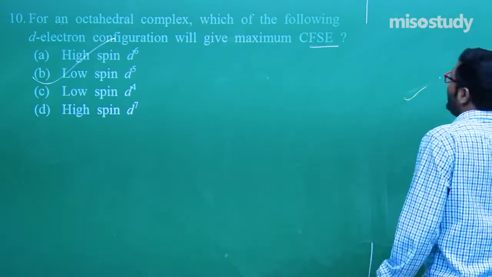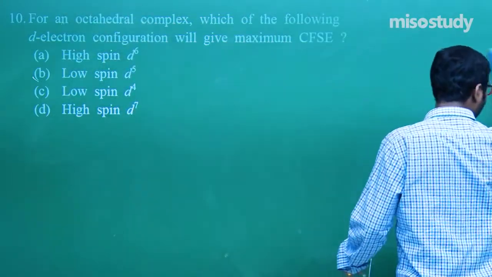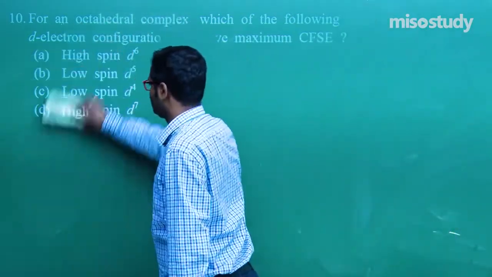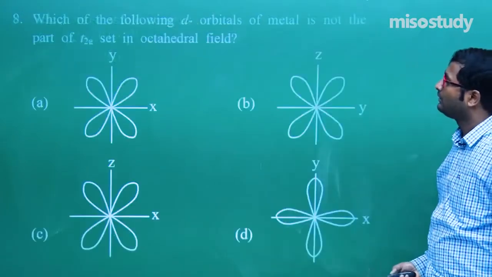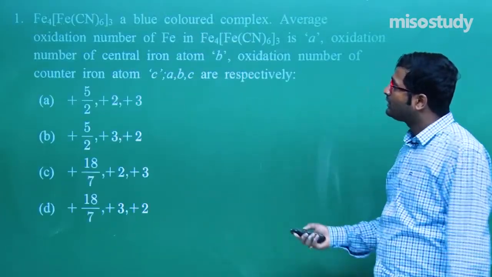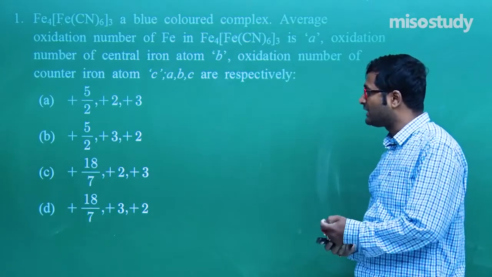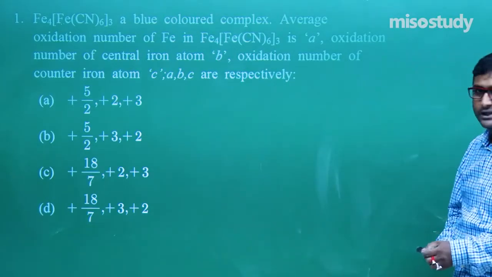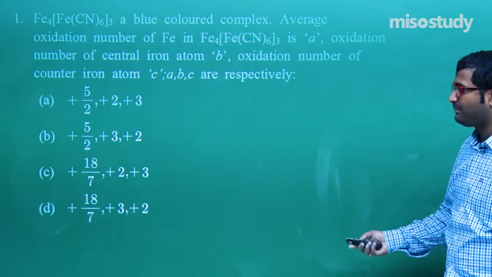So we review the answer again, wait for a moment. Now check it out what I am telling. Now for this question, tell me what is the option. This is one of the best questions. C option, plus 18 upon 7 average oxidation state. For B plus 2 and for C plus 3.